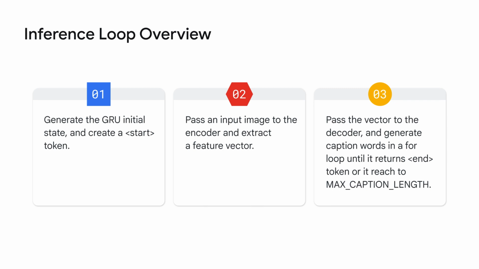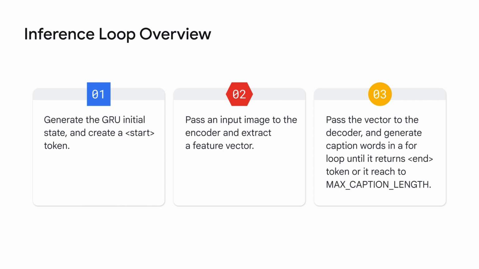Number one, generate the GRU initial state and create a start token. In the training phase, TensorFlow Keras can automatically handle the GRU state for each sequence. But in this inference phase, since we design our own custom function, we need to write logic to deal with it explicitly. So at the beginning of each captioning, we explicitly initialize the GRU state with some value. And at the same time, remember our decoder is an autoregressive function. But since we haven't gotten any word prediction yet at the beginning of the inference, we pass a start token, which is a special token that means the beginning of a sentence.